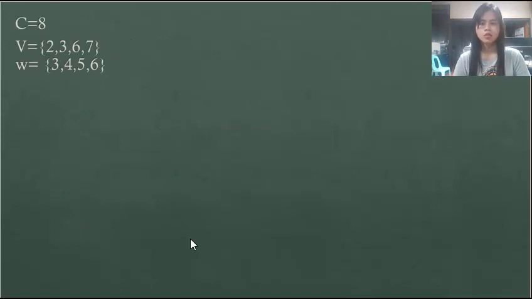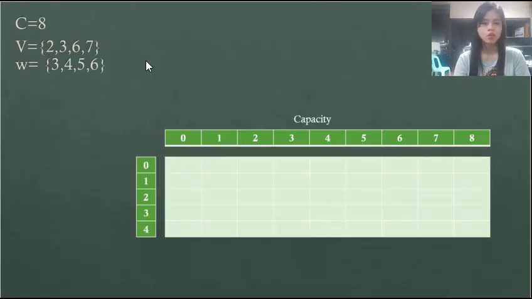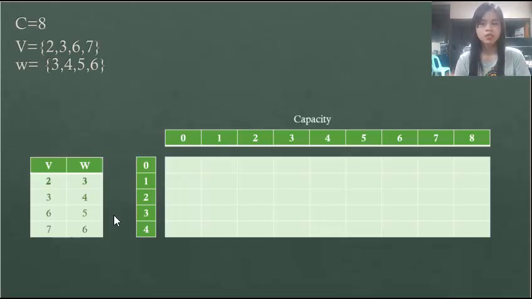We solve this using the tabulation method. Before I show you the formula for filling up the table, we will do it first manually. The given capacity is 8, so we have columns from 0 to 8. Then there are 4 items to be picked up, so we have rows 0 to 4. Then a table to fill up the values. On the left side, these are the given weights and values per item.